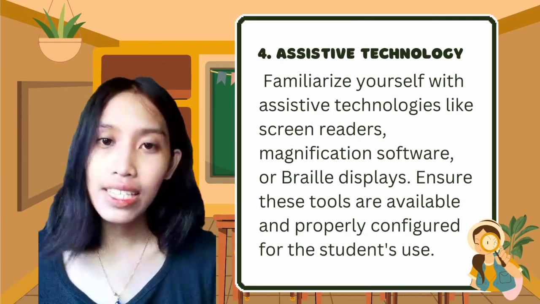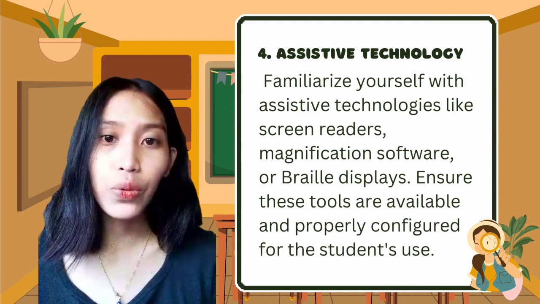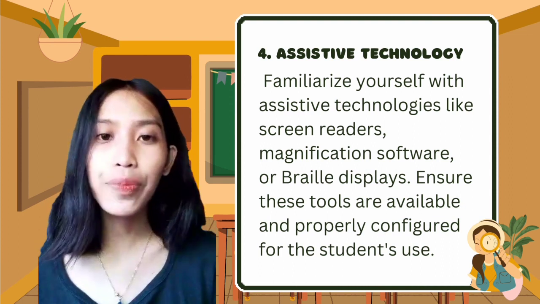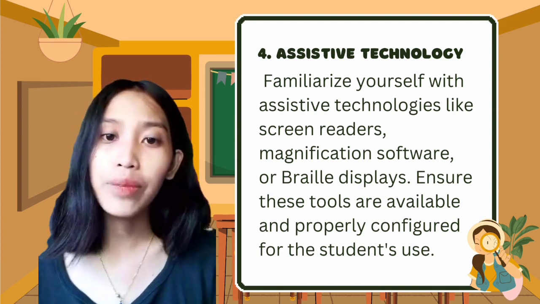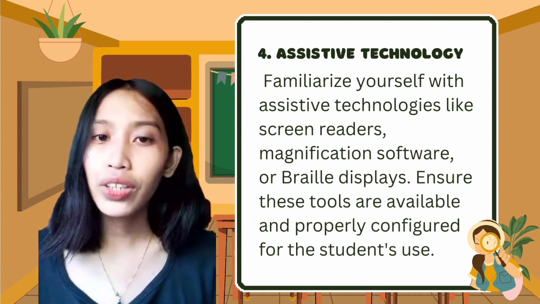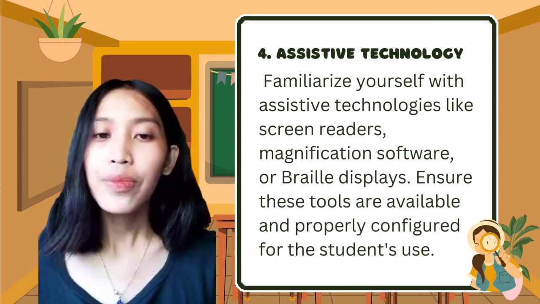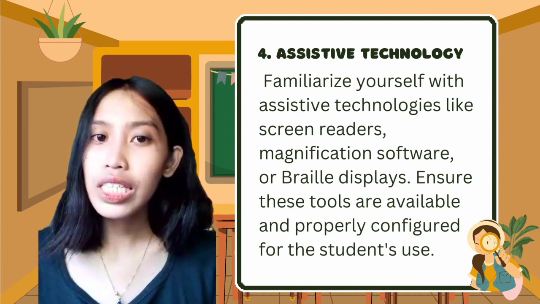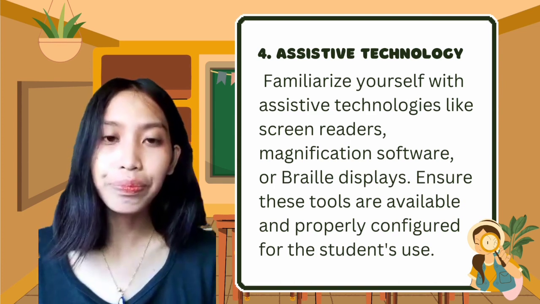Fourth one is assistive technology. Teachers need to become proficient with assistive technologies like screen readers or magnification software. It's not enough to have these tools available. They must also be correctly configured to meet the student's specific needs. Proficiency in assistive technology ensures the student can access the same information as their sighted peers.